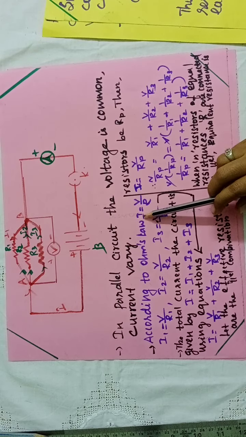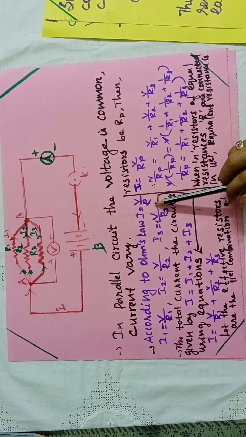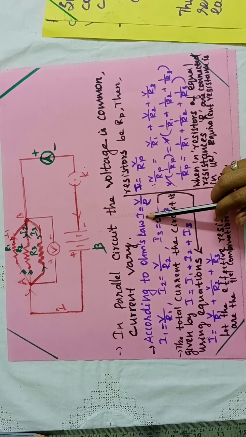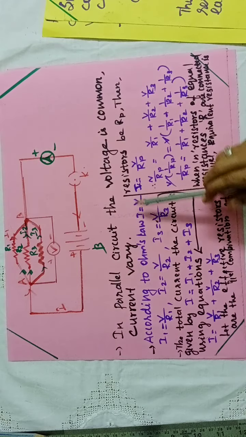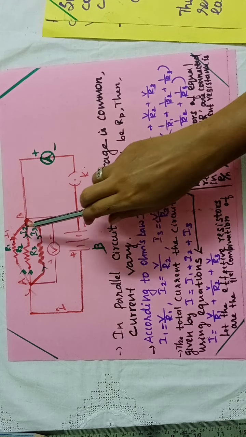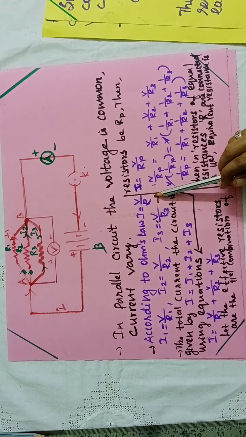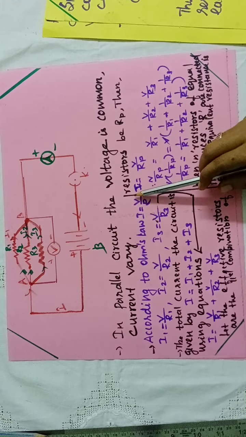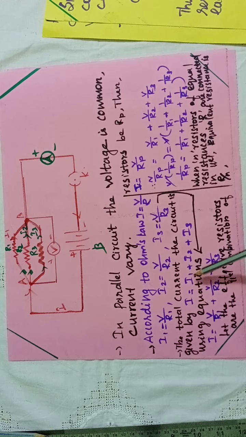According to Ohm's law, I is equal to V by R. Therefore, I1 is equal to V by R1, I2 is equal to V by R2, and I3 is equal to V by R3. The total current in the circuit is given by I is equal to I1 plus I2 plus I3. Using these equations, I is equal to V by R1 plus V by R2 plus V by R3.